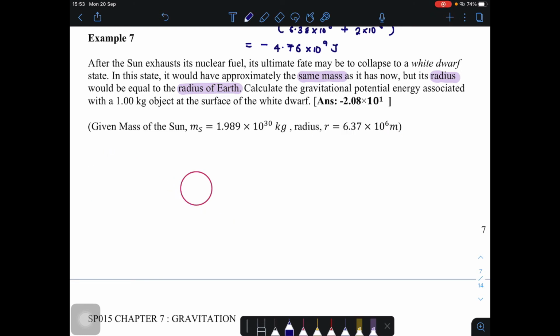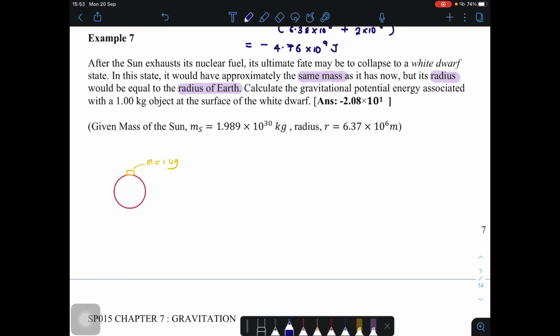So now we only have the white dwarf. Okay, now what we want is to calculate the gravitational potential energy associated with a 1 kg object. So we have an object with the mass of 1 kg at the surface of the white dwarf. So at its surface here. So this is the object with mass 1 kg.